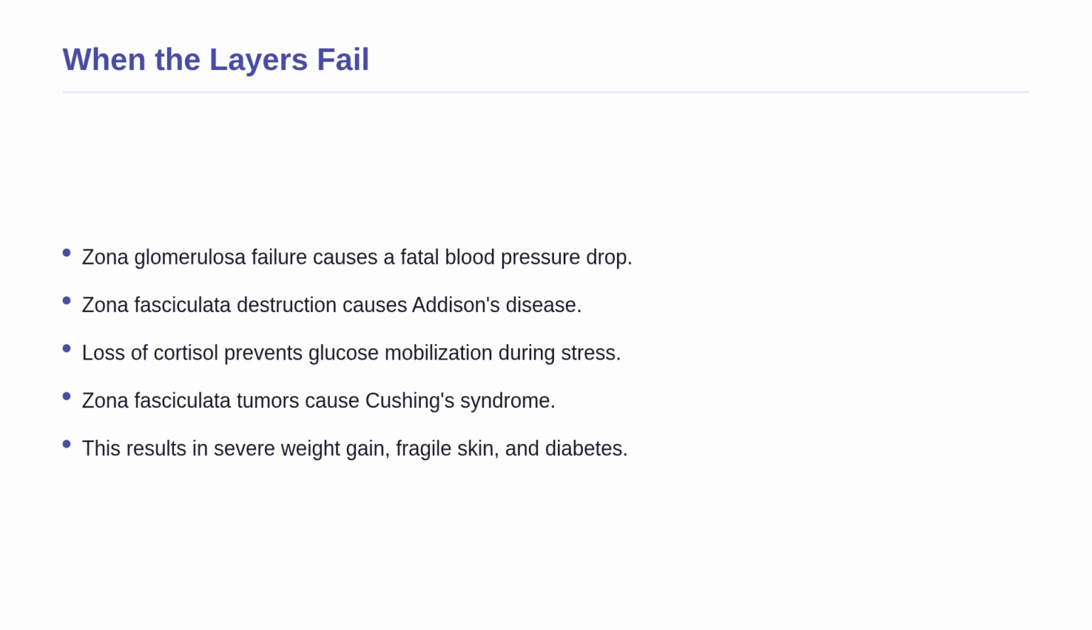Conversely, if a microscopic tumor grows in that same middle layer, it pumps out massive amounts of cortisol. This causes Cushing syndrome, resulting in severe weight gain, fragile skin, and diabetes. The microscopic health of these cells dictates the health of the entire patient.